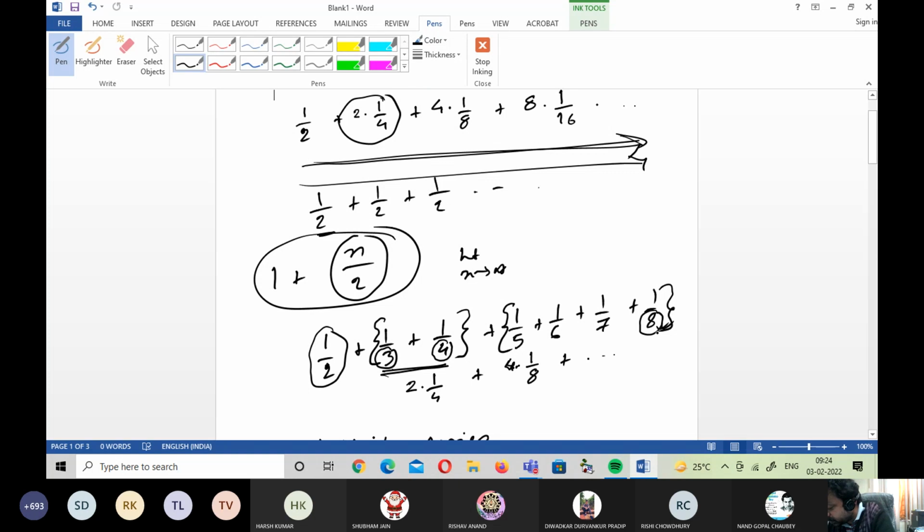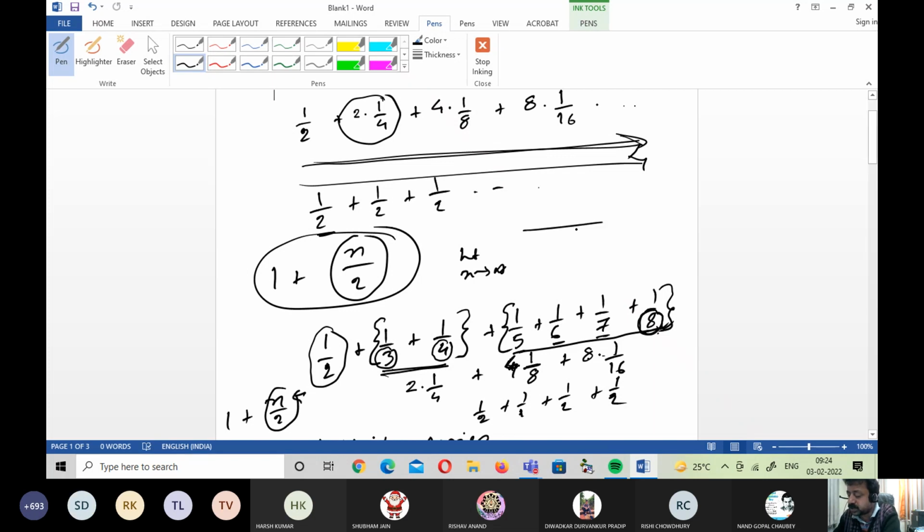Okay. Here you see that the denominator is highest for this 1 by 8. So obviously 1 by 5 is greater than 1 by 8, 1 by 6 is greater than 1 by 8, 1 by 7 is greater than 1 by 8. So obviously this summation is greater than 4 into 1 by 8. Similarly, the next 8 terms will give 8 into 1 by 16. So it is coming half plus half plus half plus half in this way. So when n tends to infinity, it will be n by 2. So 1 plus n by 2, n tends to infinity. So this series does not converge.